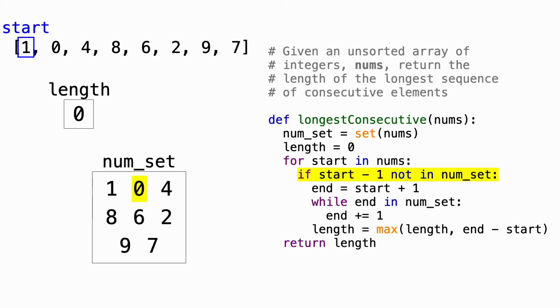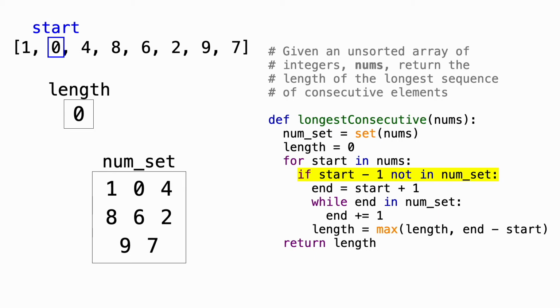That makes this if condition false, and so we'll actually skip this number and move on to the next one. Start is now 0, and 0 minus 1 is negative 1. Negative 1 is not in the set, which means that 0 is the start of a consecutive sequence. So now let's enter this if block and see how long this sequence can go.